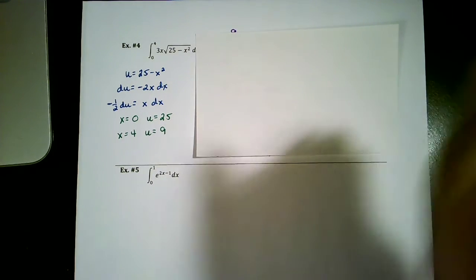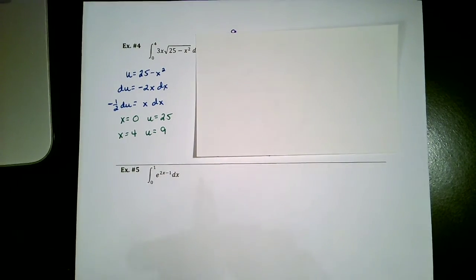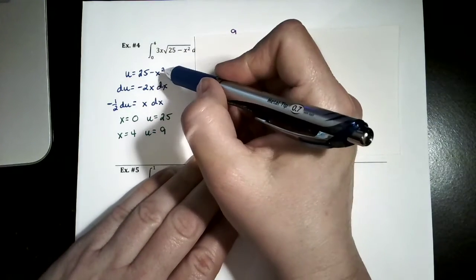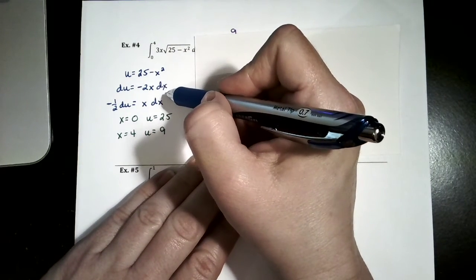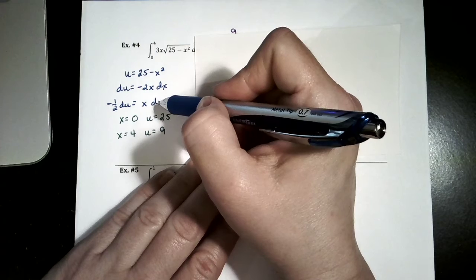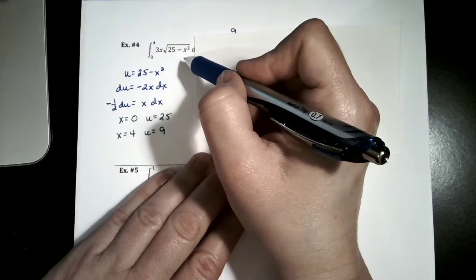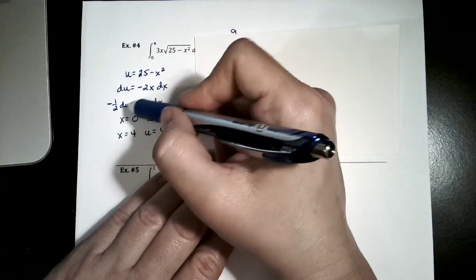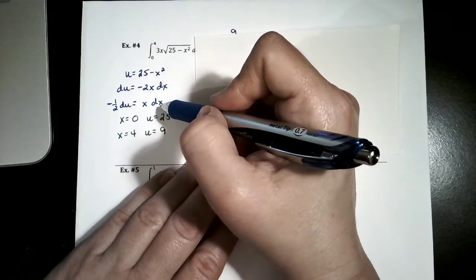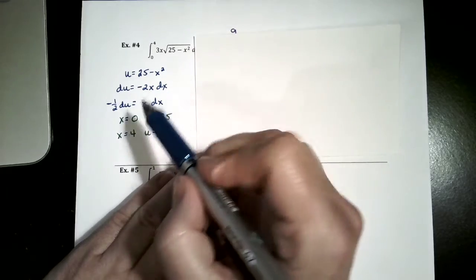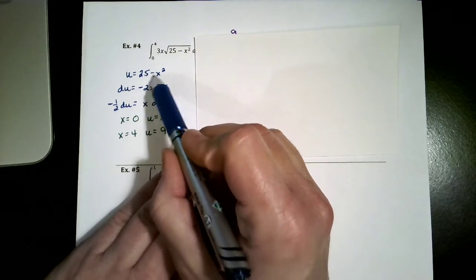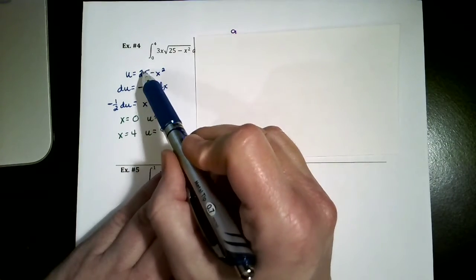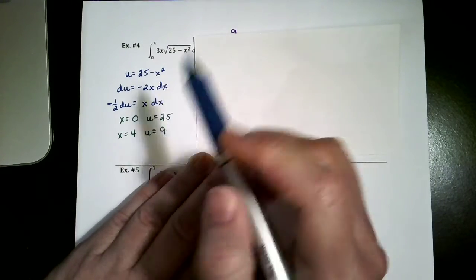Okay, so hopefully you paused and you have this u substitution set up. U is equal to 25 minus x squared. Du is negative 2x dx. So I don't need the negative 2 because I have a 3x here. So I'm going to divide that negative 2 out, get negative 1/2 du equals x dx. When x equals 0, u is equal to 25, 25 minus 0 squared. When x equals 4, u is equal to 9, 25 minus 16, which is 9.